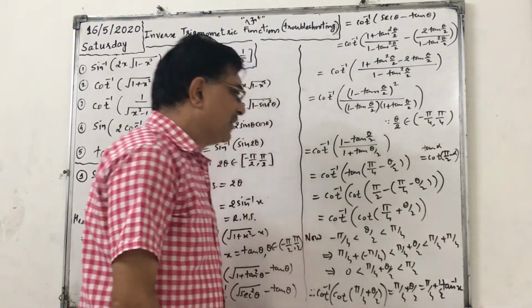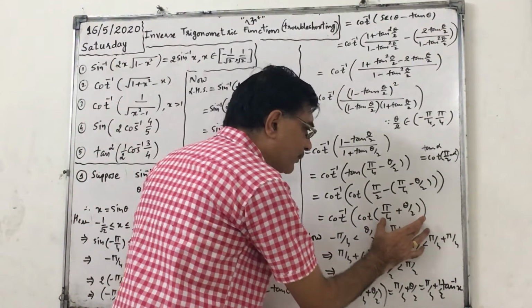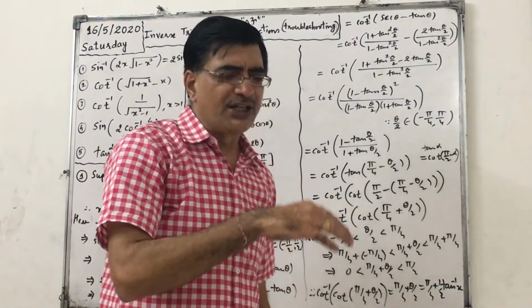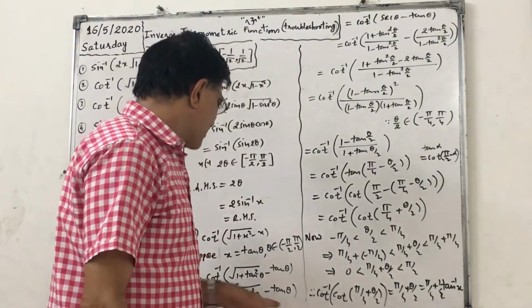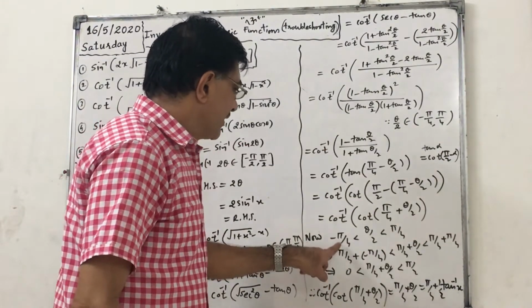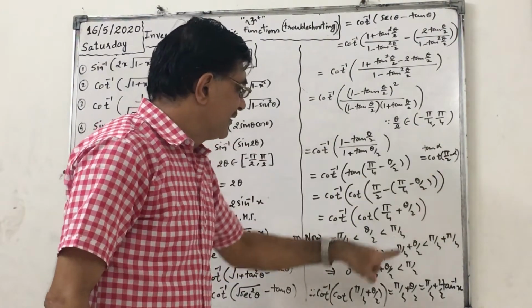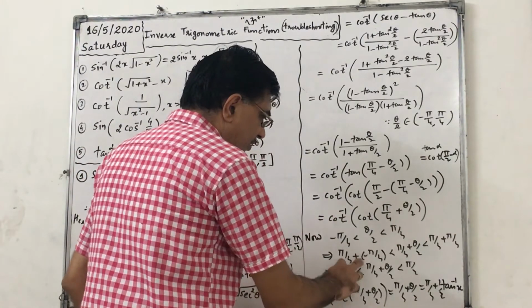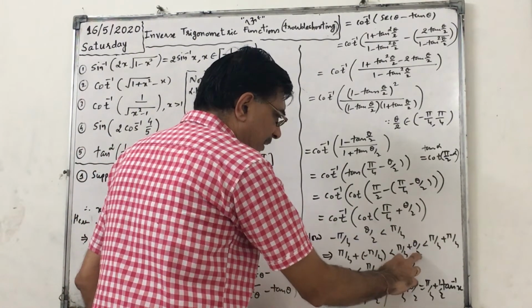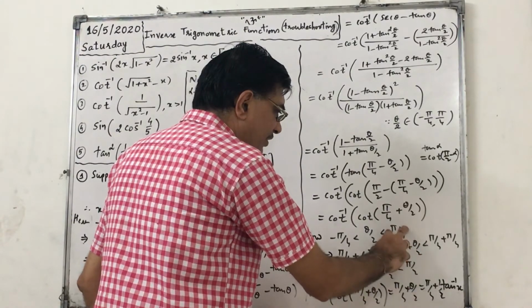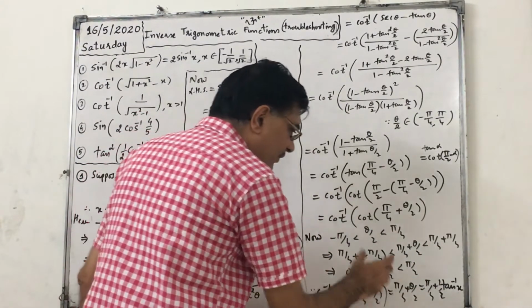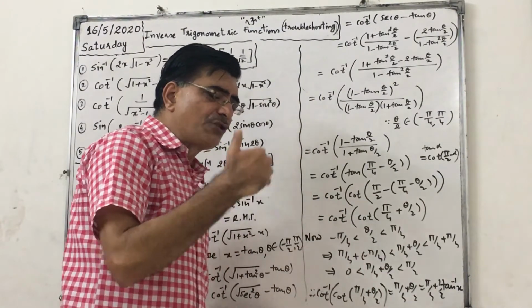Now I have to prove that this pi by 4 plus theta by 2 is in the range of cot inverse, and that is the open interval 0 to pi. So first of all start with this. Minus pi by 4 less than theta by 2 less than plus pi by 4. Add pi by 4 in each term. So this will become 0, this will become pi by 4 plus theta by 2, and this will become pi by 4 plus pi by 4, that is pi by 2. Thus pi by 4 plus theta by 2 is in the range of cot inverse.